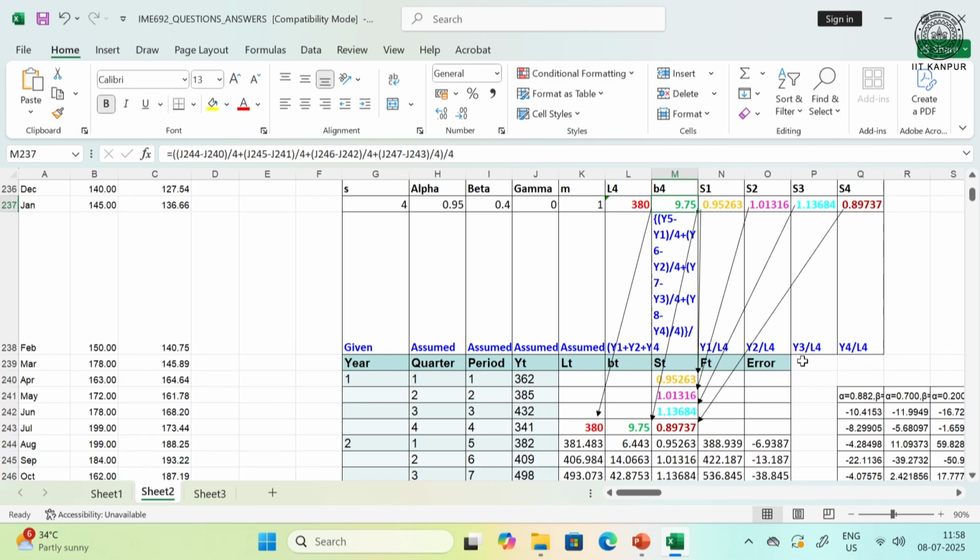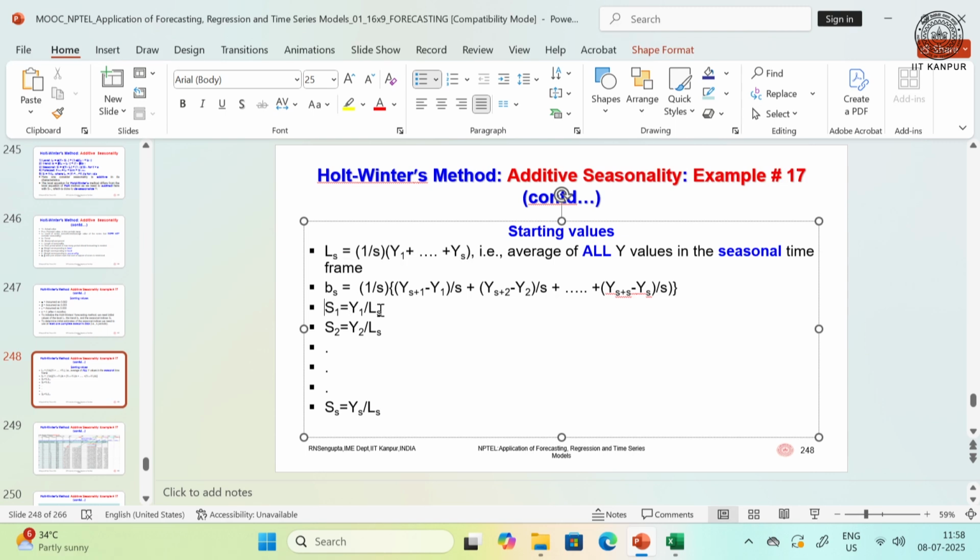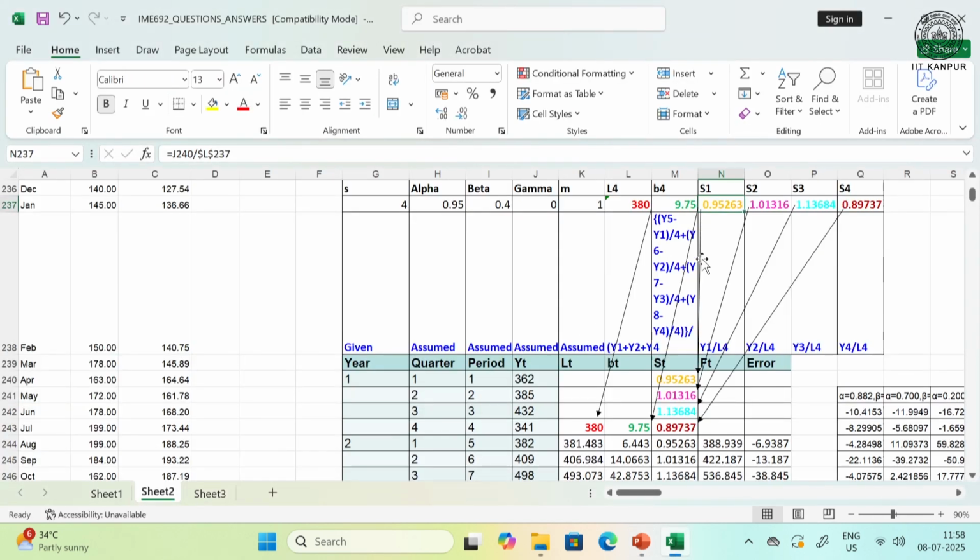Now comes the concept of the values of seasonality. If you remember, going back to the formula, S1 will be Y1 by L_s, S2 will be Y2 by L_s, till the last term, which is S4, Y4 by L_s. These are the actual value Y divided by the level, so it is adjusted based on the level on average.